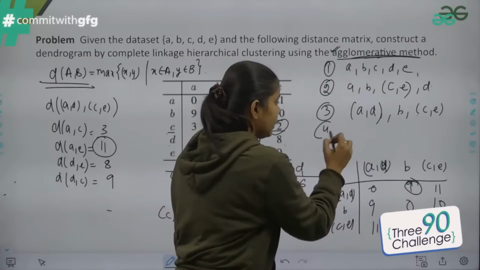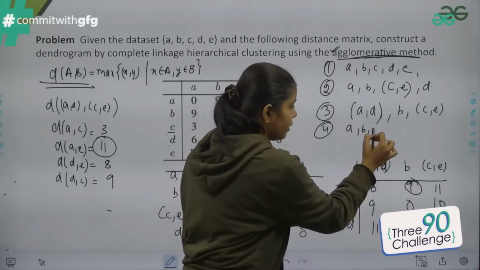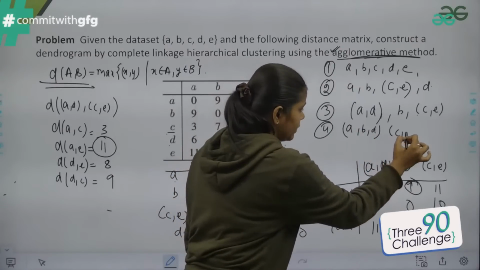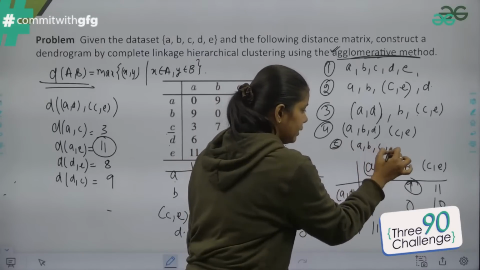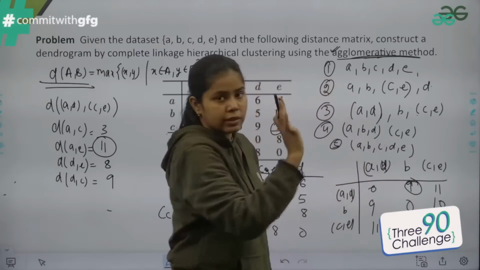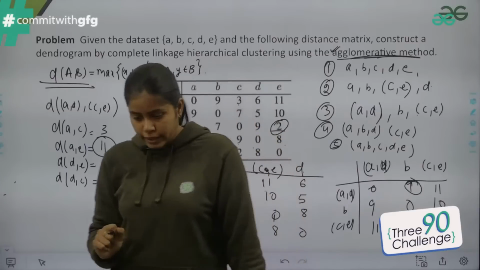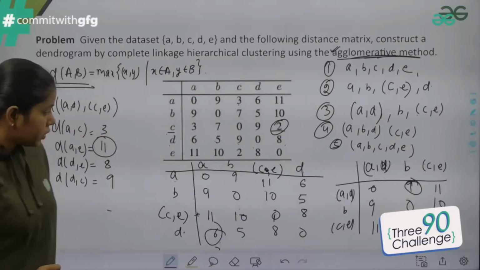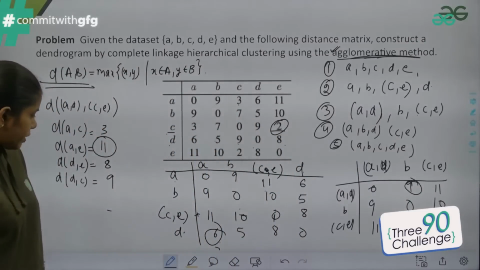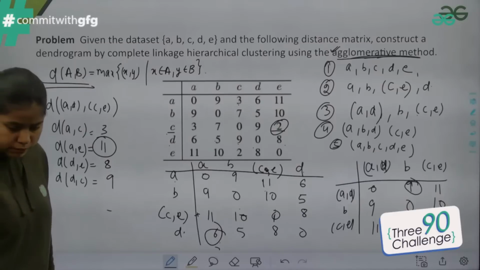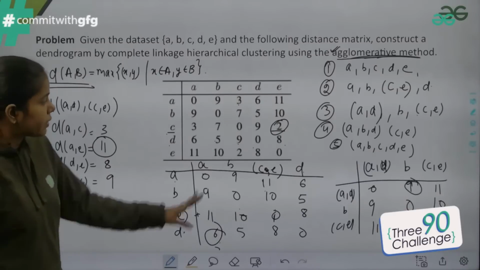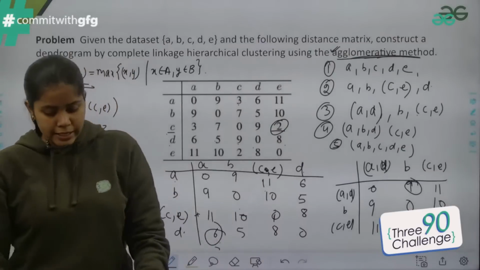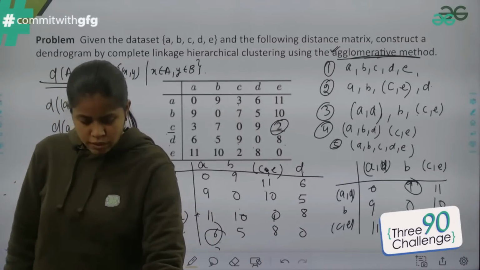So you can see that the fourth cluster would be A comma B comma D, then C comma E. And then the last cluster would be A, B, C, D, E. So you can see that you have started with 5 clusters and at the end you have reached a single cluster.